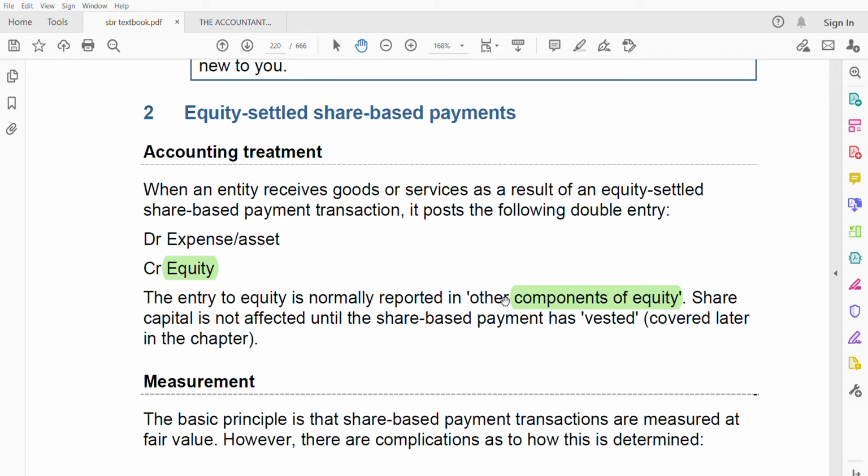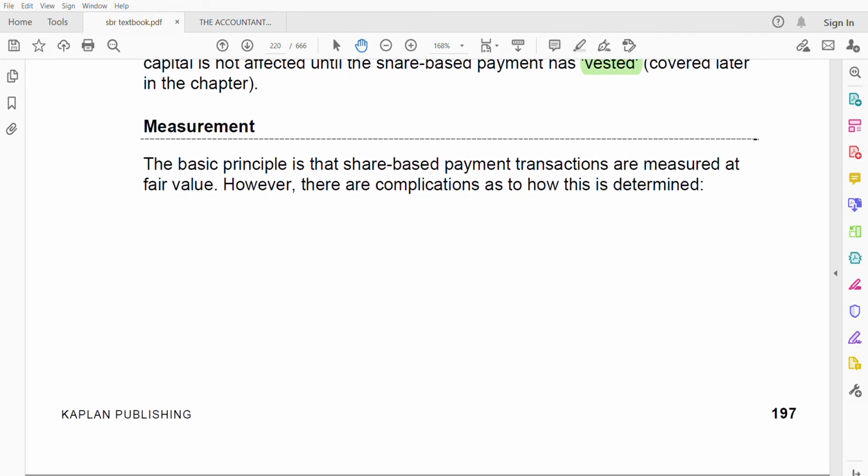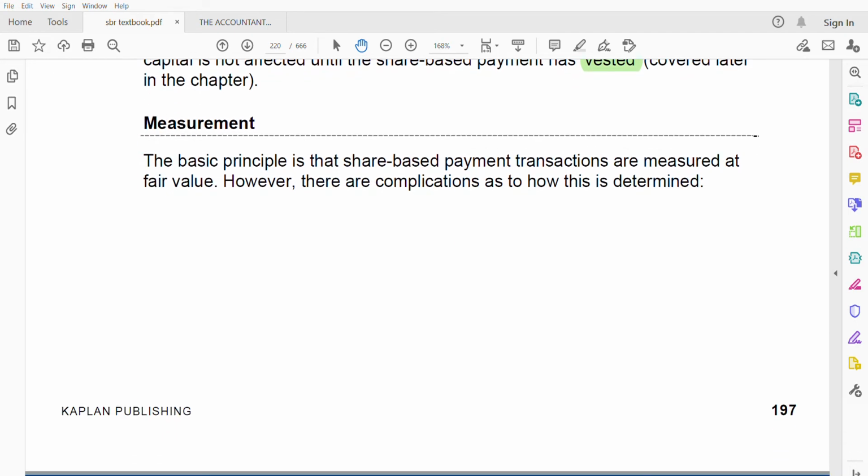So share capital is not affected until the share-based payment has vested. We'll definitely understand what the meaning of vested is after some time. Your share capital will not get affected because of your share-based payment until it is vested. So this will be covered a little later. Now we are going to go through the measurement. Share-based payments are measured at fair value.